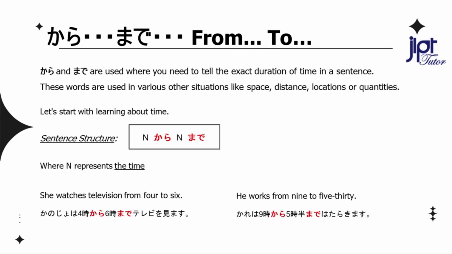Sentence structure: kara, made. From n to n, where n represents the time. Have a look at these examples. She watches television from 4 to 6.